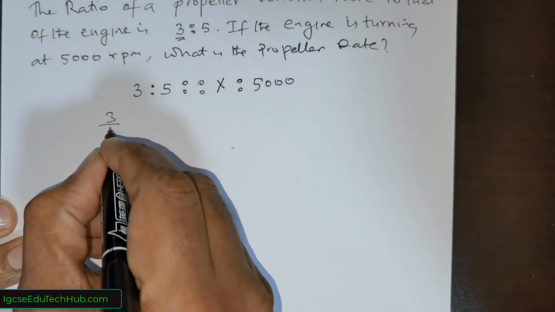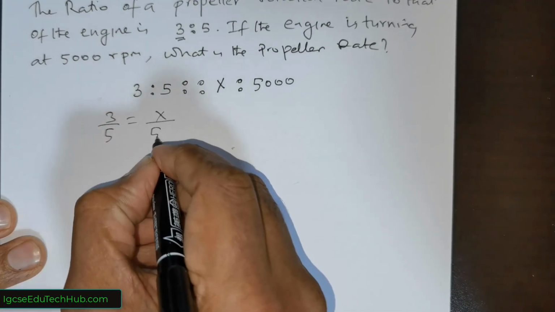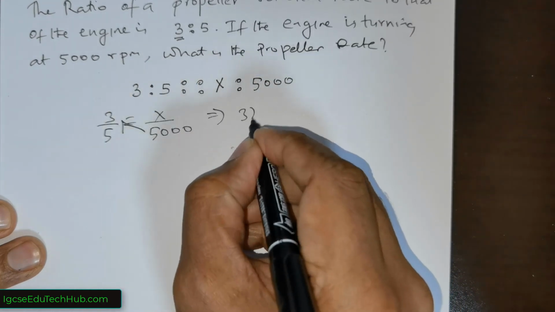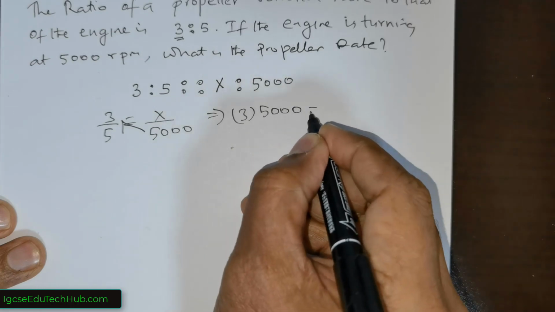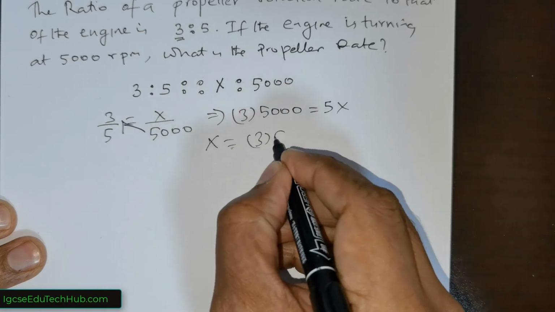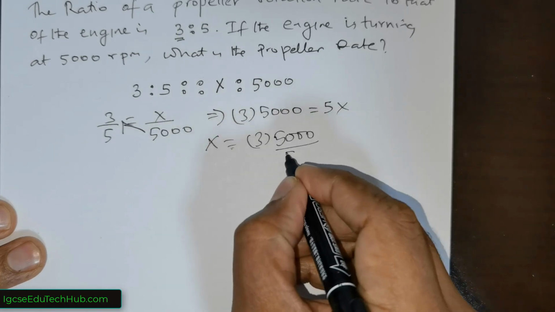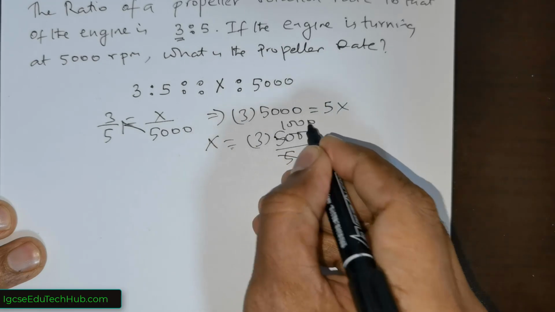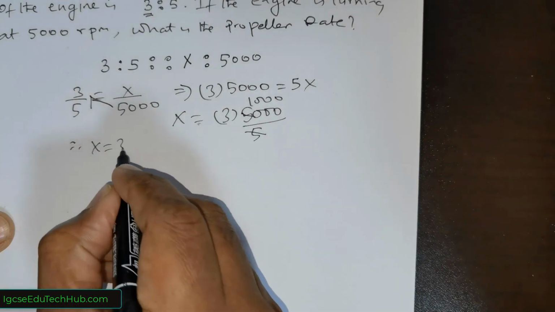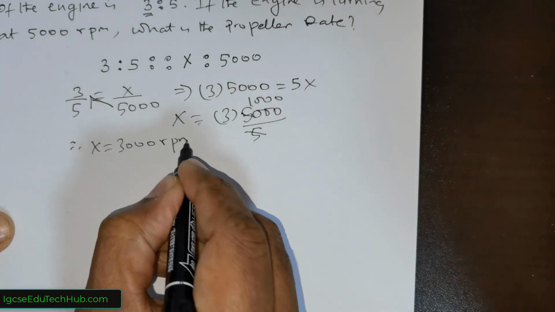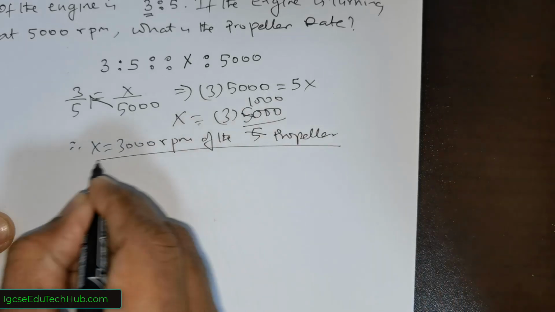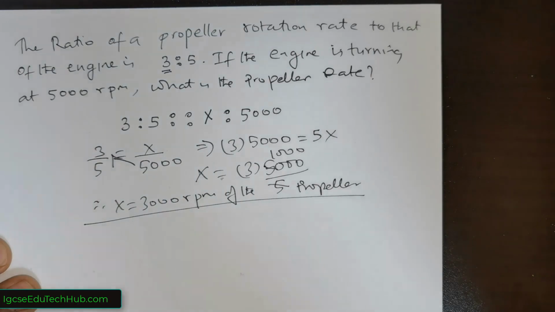Now this can be rewritten as 3 over 5 is equal to x over 5000. You cross multiply, you get 3 multiplied with 5000 is equal to 5 multiplied with x. We need x, so it's going to be 3 times 5000 over 5. 5 divides 5000 1000 times. 3 multiplied with 1000, x is going to be 3000 rpm. So this is the rpm of the propeller. So let's move on to the next one.